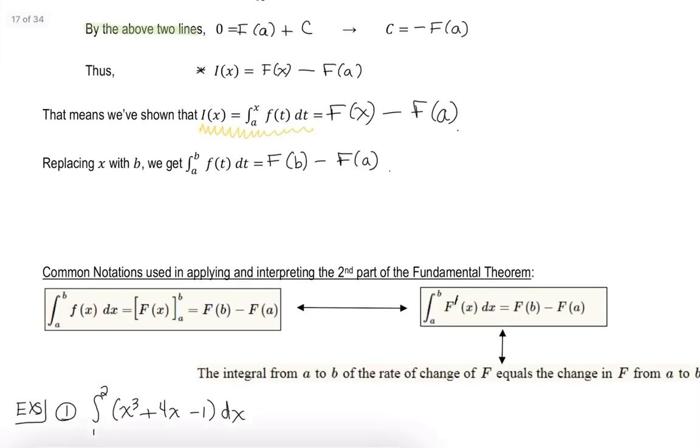Essentially, all I have to do is first take the antiderivative. So the antiderivative of x cubed is x to the 4th over 4, plus the antiderivative of 4x would be 4x squared over 2, minus the antiderivative of 1 is 1x. And of course, you could do some reducing on that second term there.